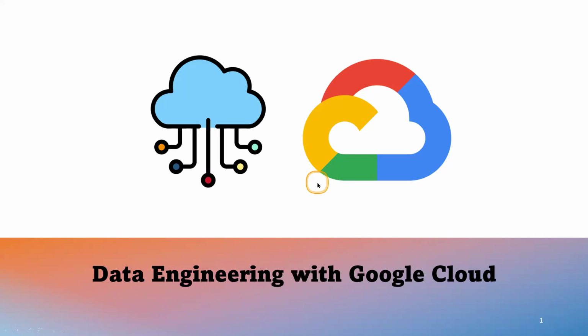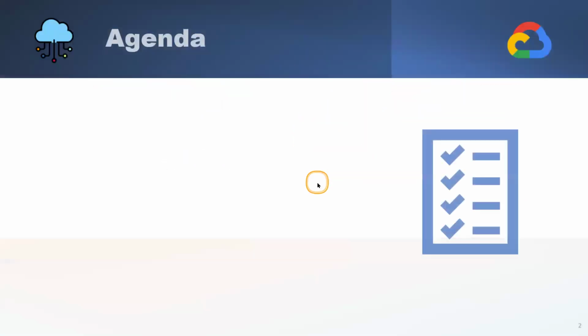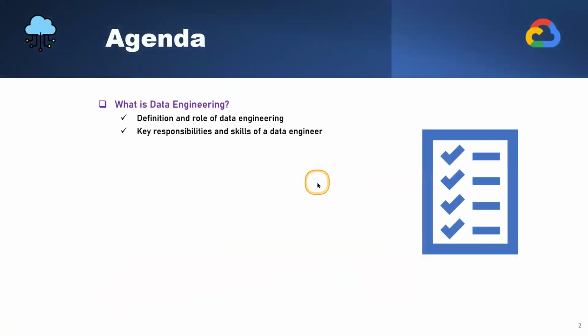For today, I would like to tell you about the agenda. I wanted to talk about what is data engineering. Some people do not know what data engineering is, and they wanted to see the role of a data engineer and what a data engineer does every day. That means the day-to-day activities of a data engineer, I would like to talk about first.